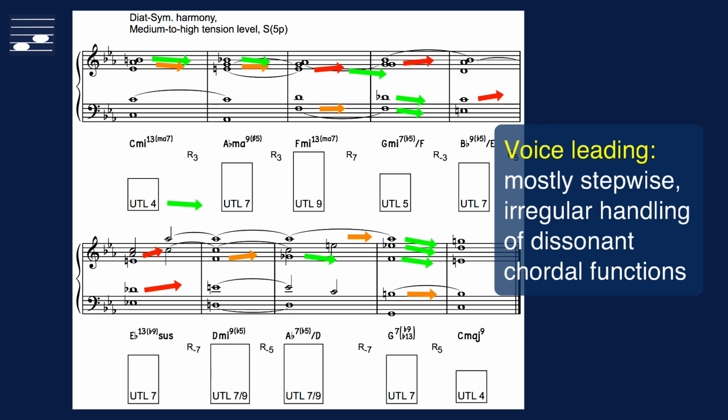The voice leading again shows all sorts of preparations and resolutions, with considerable irregularity, an aspect that is allowed in this system and musical idiom. We will later use this progression in a composition example.